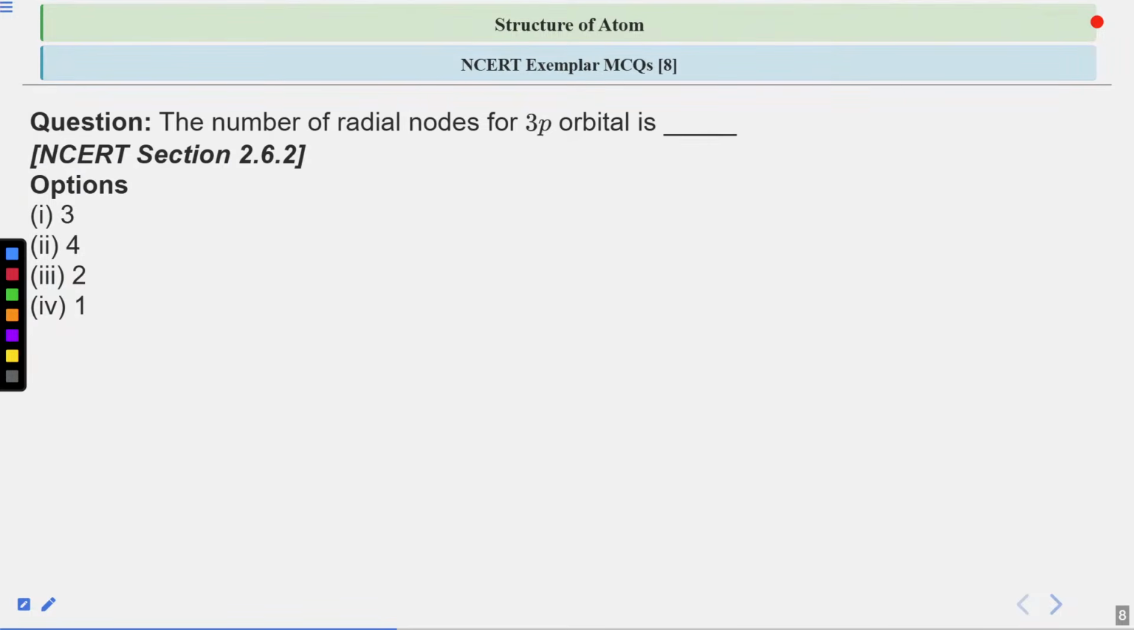Now next question: the number of radial nodes for 3p orbital is. There are 4 options: 3, 4, 2 and 1. What will be the correct answer? You have some time to solve it. Your time starts now. So what will be the number of radial nodes in this question? Okay, very good. So let's see.